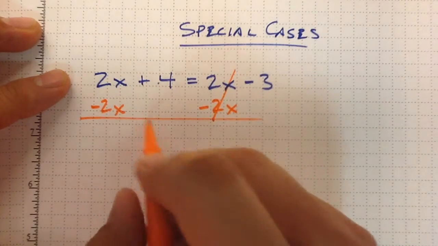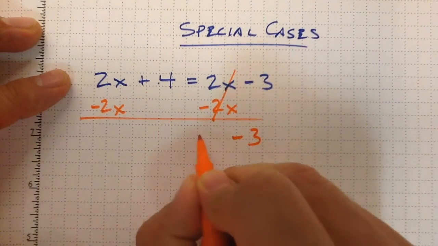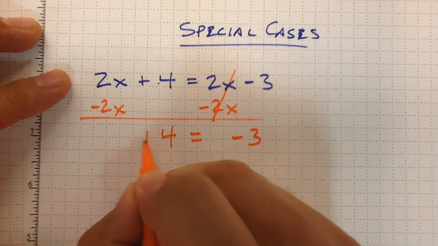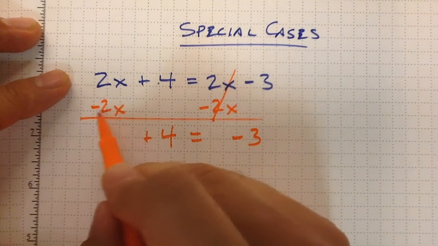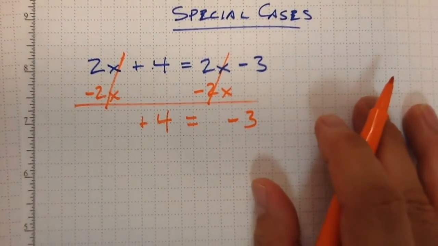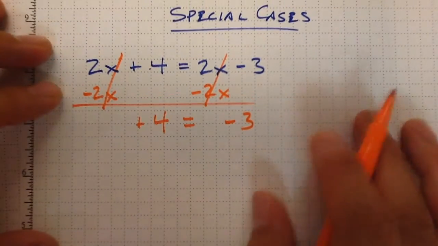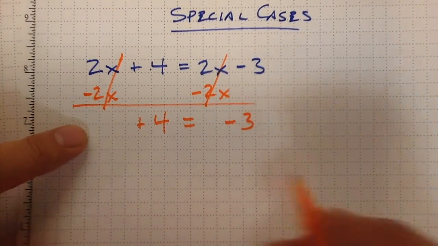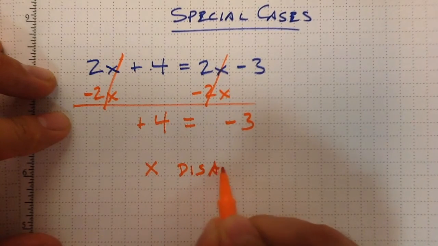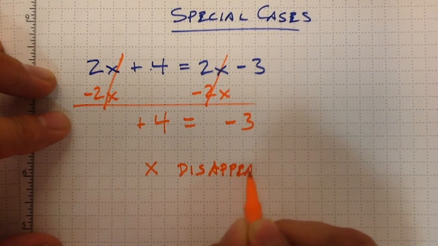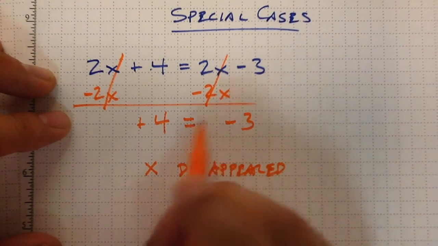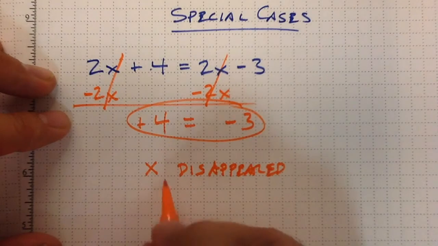Now here's where the weird thing happens. Minus 3 gets recopied, equal sign gets recopied, the positive 4 gets recopied, but then over here, 2x minus 2x, that's 0, and this also cancels out. And so I run into this problem that the variable that I was solving for disappeared. So x disappeared. Now, not only did my variable disappear, what was left over doesn't even make sense.